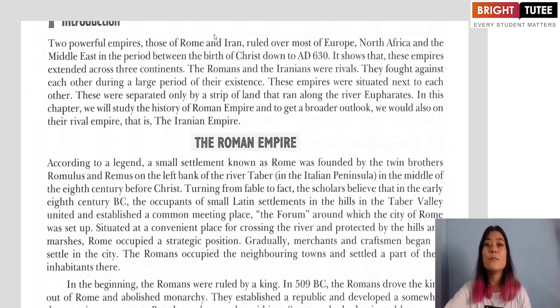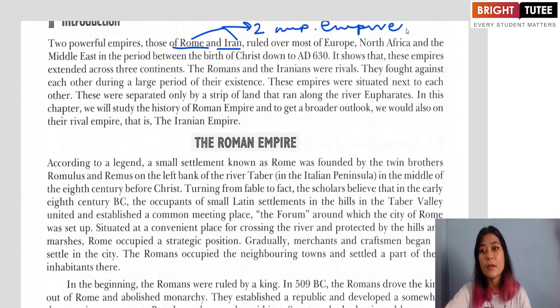Now, in the introduction itself, we had learned a little bit about the 2 important empires in Europe during the time of our study. One was centered around Rome, and the other was centered around Iran. These 2 empires ruled over most of Europe, North Africa and the Middle East between the period of the birth of Christ down to 630 AD. So it ruled for about 700 years.